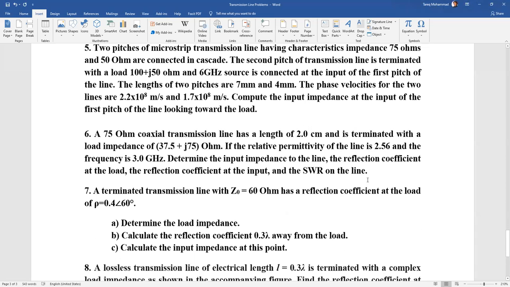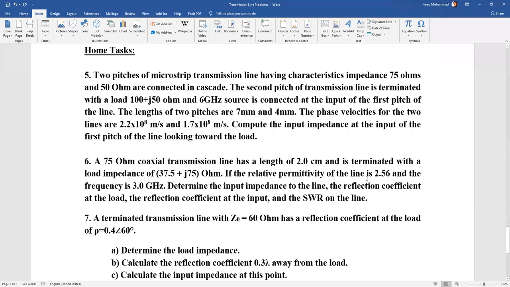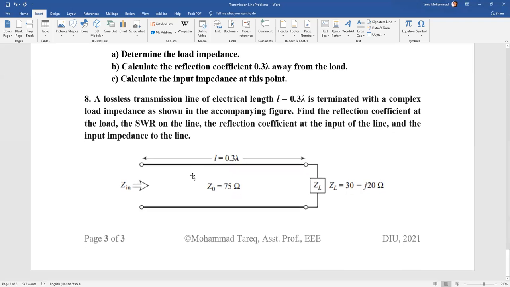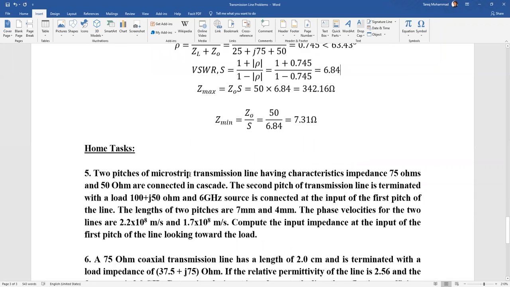Now some home tasks are given. So what would you do? Should I show you some technique to solve these problems, or will I depend on you? You do it at home and show it to me. What is the better option? Sir, we try first. You try first. Yes, it is good, because you have just checked the earlier four problems. Based on those, you can try to solve this one. There are four problems which you have to try at your home.